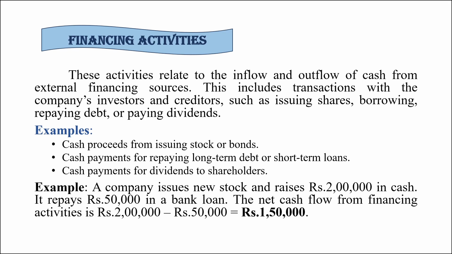For example, a company issues new stock and raises rupees 2 lakhs in cash. It repays rupees 50,000 in a bank loan. Here the net cash flow from financing activities is rupees 2 lakhs minus rupees 50,000. That is, net cash flow from financing activities is rupees 1 lakh 50,000.